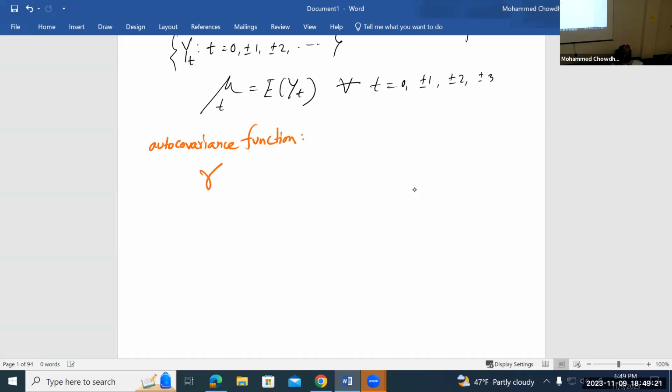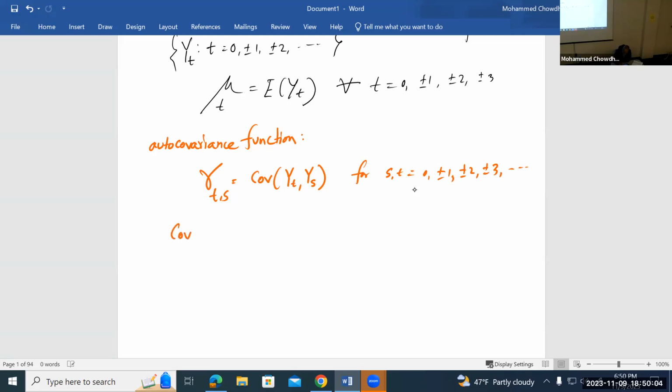The autocovariance function could be written as the covariance of yt and ys. Covariance means joint variability between two different time points of the same variable. So here for gamma(s, t), I can write s, t as 0, plus minus 1, plus minus 2, like this. So this is the notation.